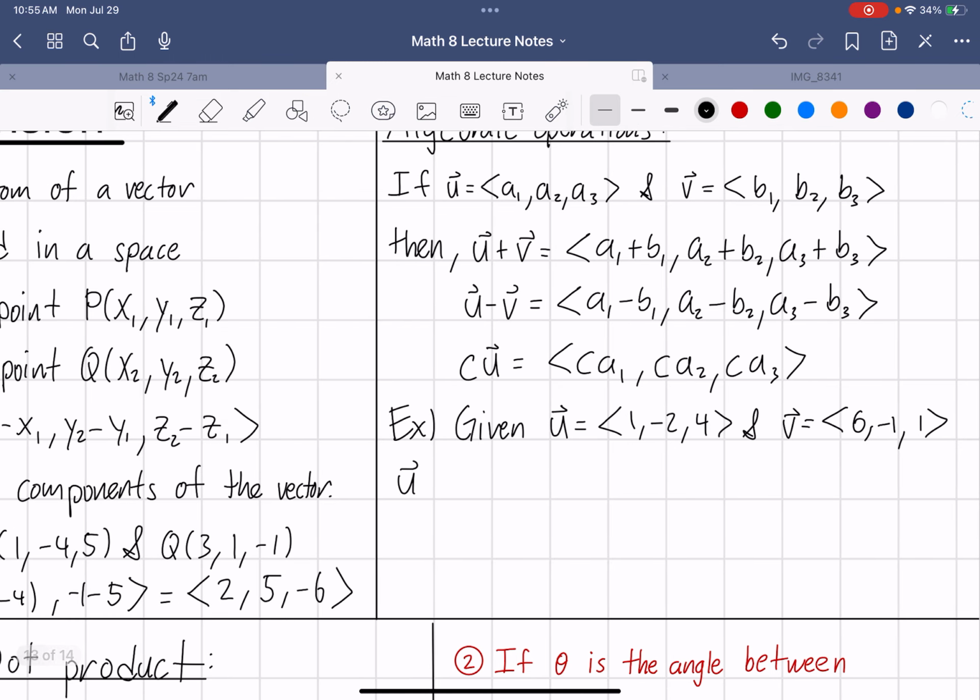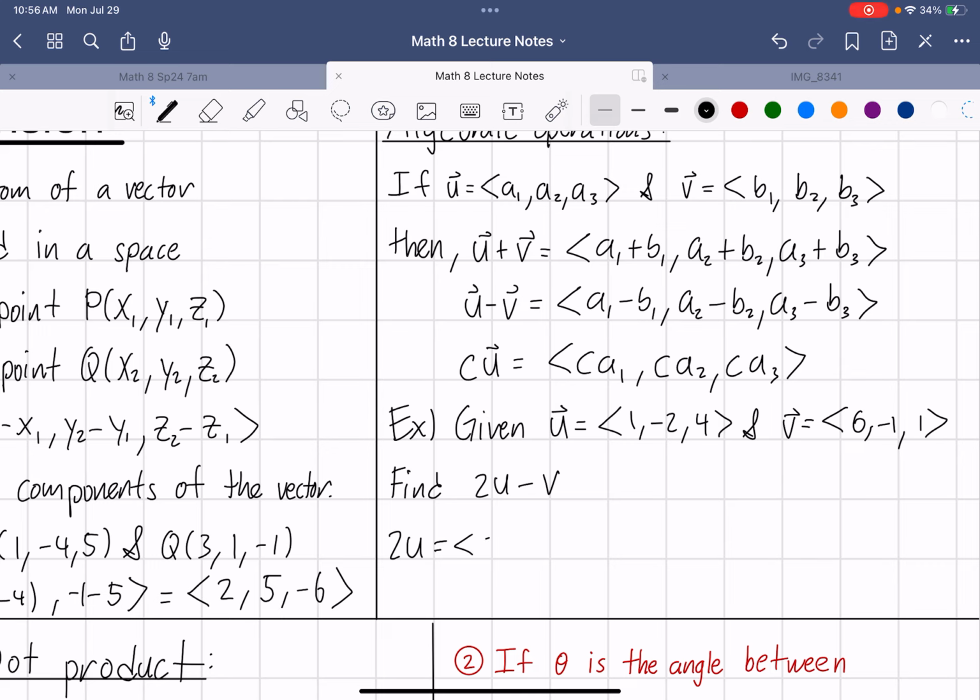I didn't put any specific thing to find. So let's find 2u minus v. So what does that mean?